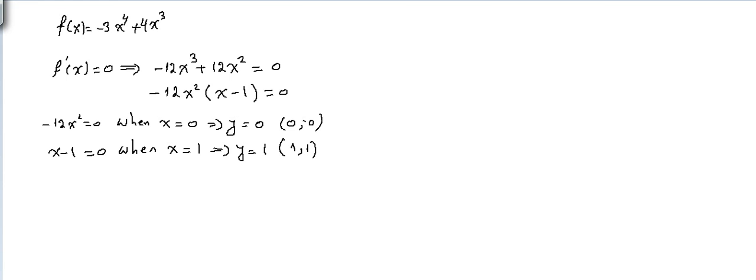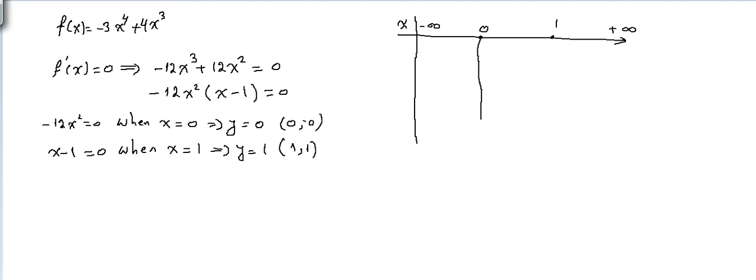Now, what we do is we draw the table of variation. Okay, we have x from minus infinity to plus infinity. We have two critical points here, which are 0 and 1, because 0 and 1 make the derivative equal 0. Let's first find the variations of this derivative.